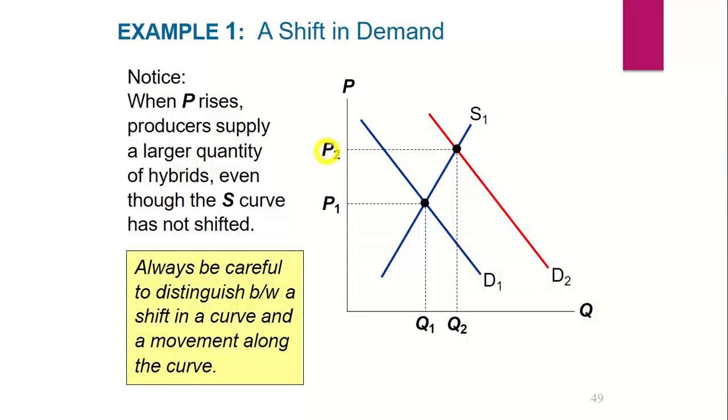When price rises, producers supply a larger quantity of hybrid cars. Even though the supply curve has not shifted, it is the movement along the supply curve.